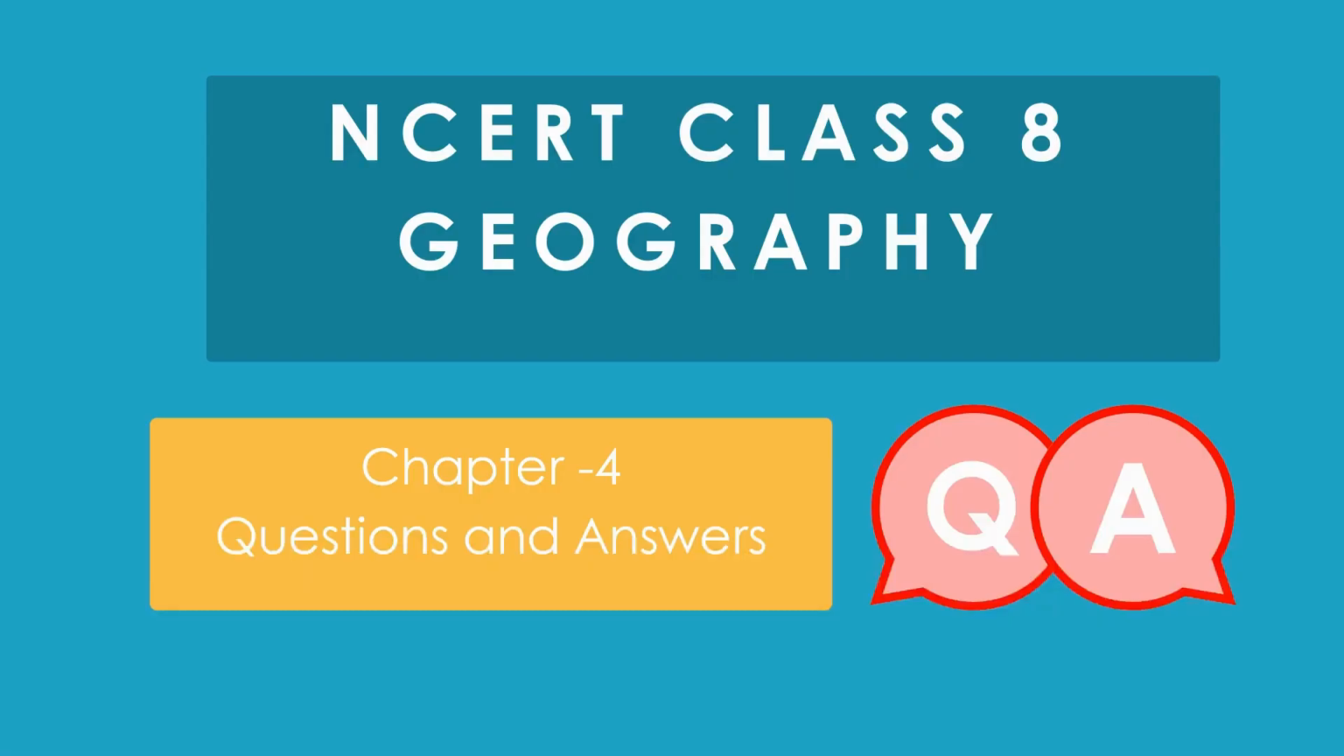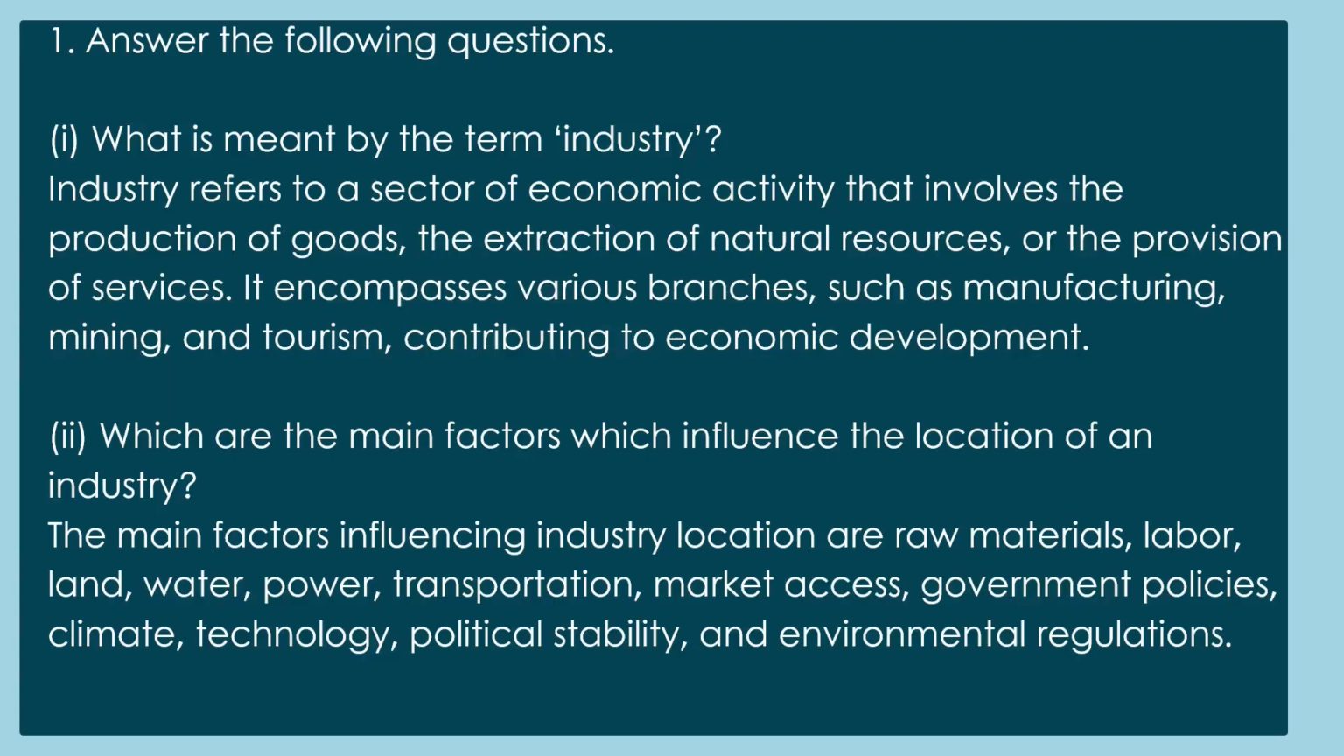Let's go through NCERT class 8 Geography, Chapter 4, Questions and Answers. Question number 1. Answer the following questions. What is meant by the term industry? Industry refers to a sector of economic activity that involves the production of goods, the extraction of natural resources, or the provision of services. It encompasses various branches such as manufacturing, mining, and tourism, contributing to economic development.